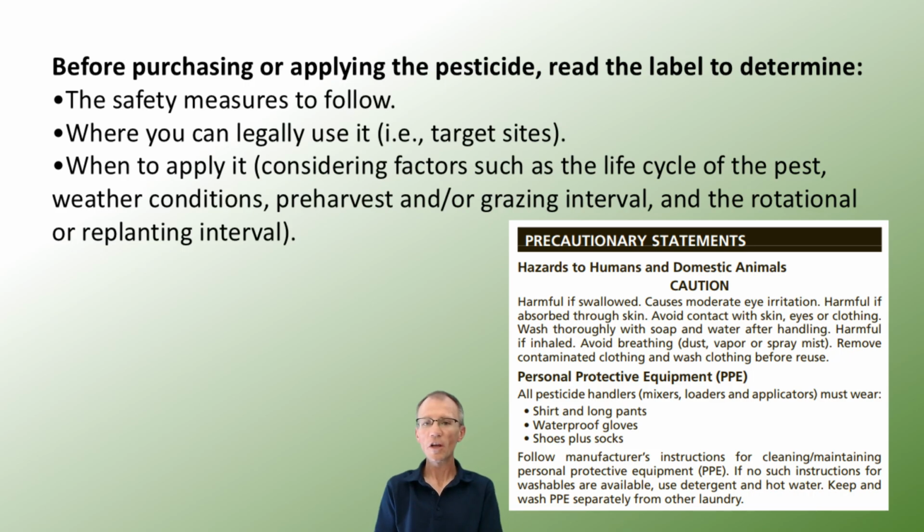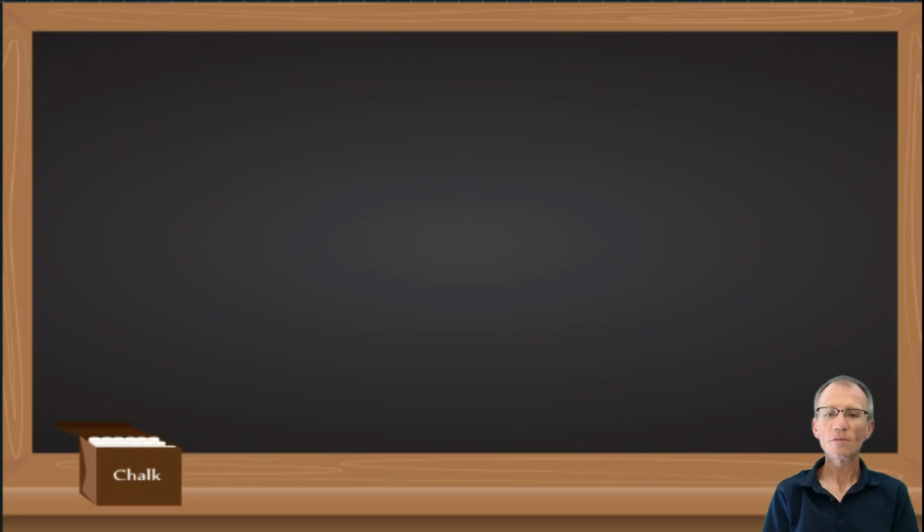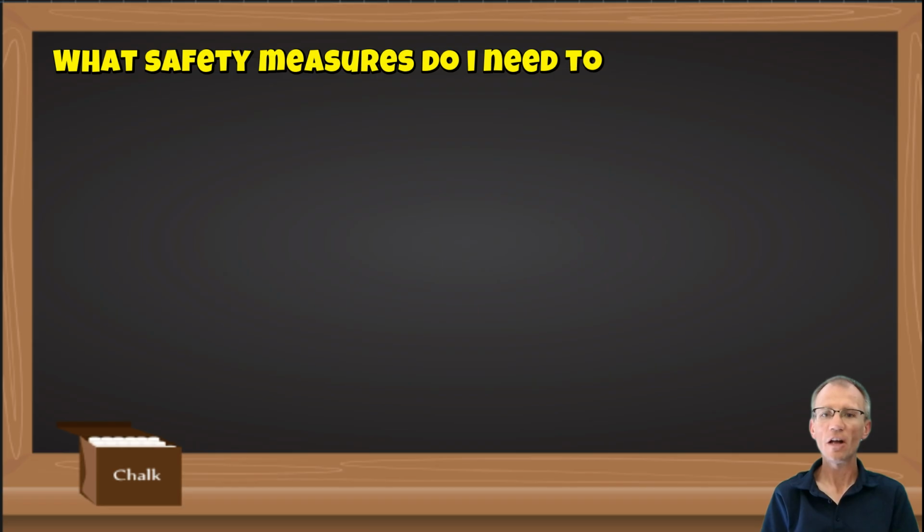Now, before we even go out and purchase or apply the pesticide, we need to read the label to determine the safety measures to follow, where you can legally use it, i.e., target sites, when to apply it, considering factors such as the life cycle of the pest, weather conditions, pre-harvest and/or grazing interval, and the rotational or replanting interval. As we've been discussing, you need to think about what safety measures do I need to follow.